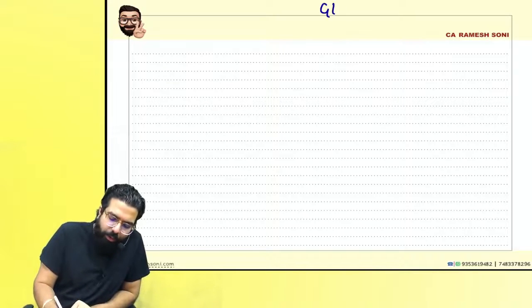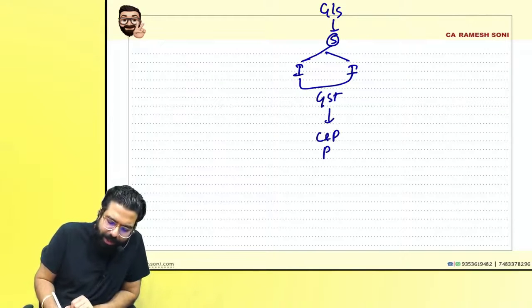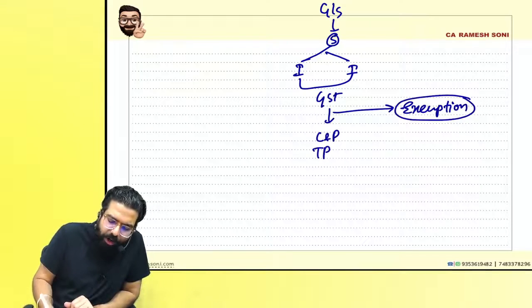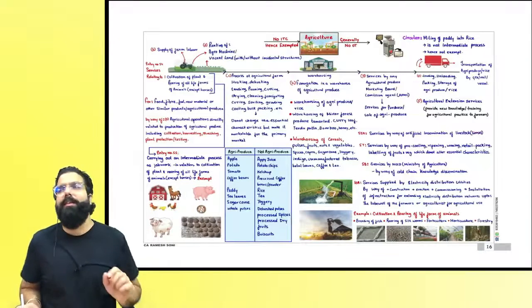Yes, Baba, whenever goods and services are being supplied by a person, supply can be interstate or intrastate, inter or intra. Sir, GST will be levied. Once GST is levied, it has to be collected and paid by a taxable person, but it is subject to exemption, and government has given a lot of exemption for agriculture.